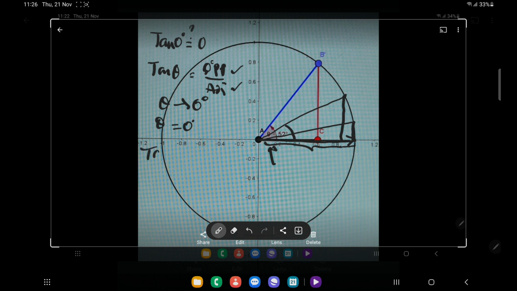So tan 0 makes opposite side 0 upon adjacent side. So that is equal to 0 upon something, which is 0. So tan 0 degrees is equal to 0. Hence proved.